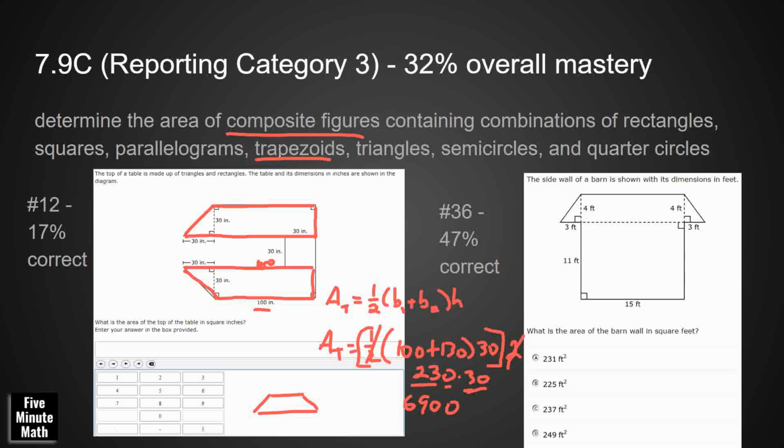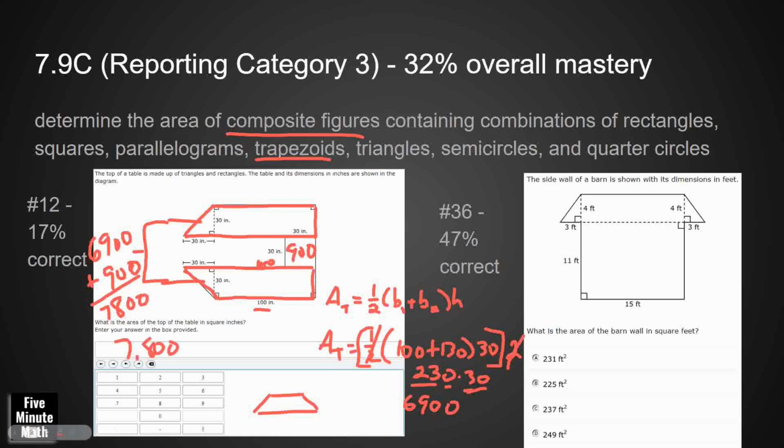So that's these two right here, 6,900. Now there's a square left over, but it's a 30 by 30 square. That's a 900. So I just need to add 6,900 and 900, and that's going to get me 7,800. So that is our answer.